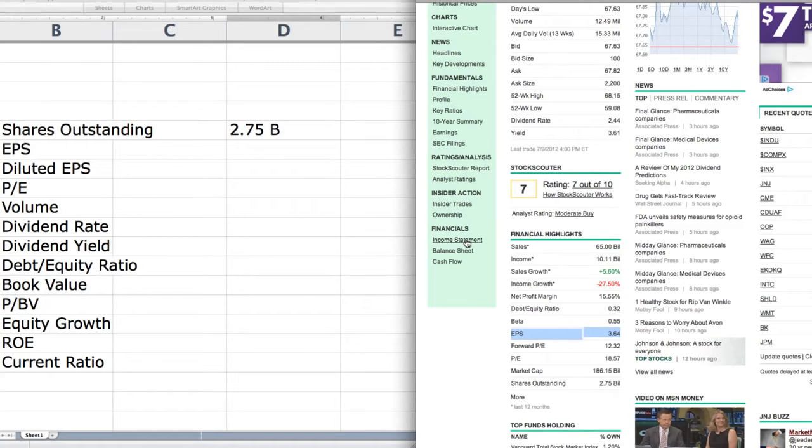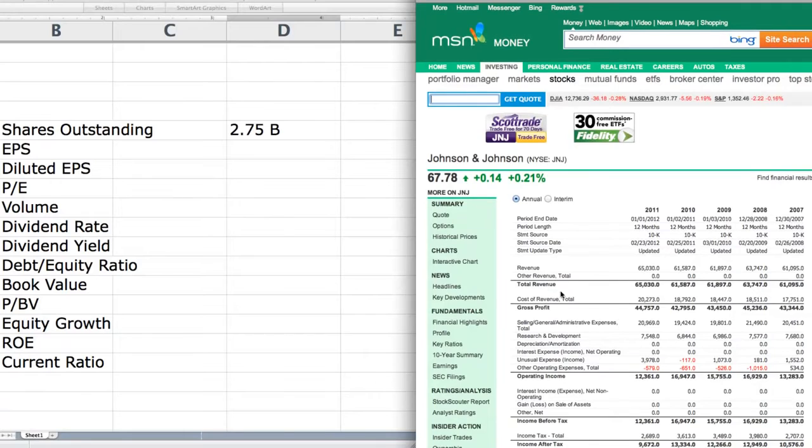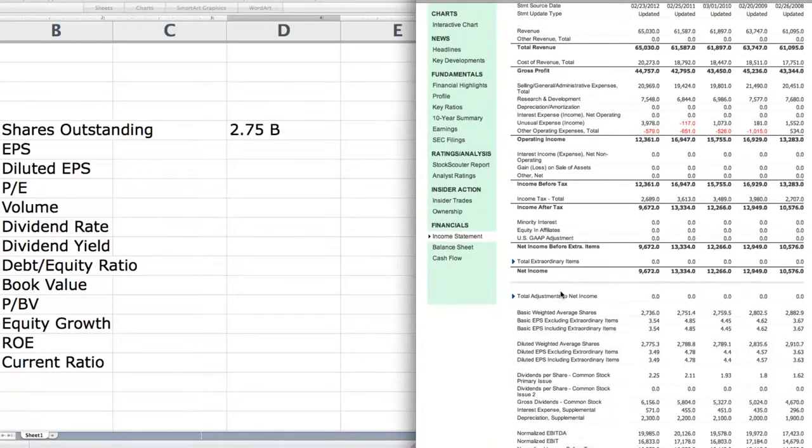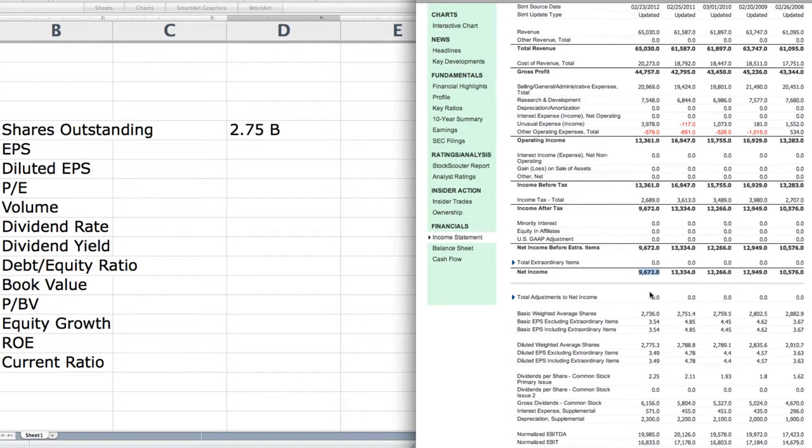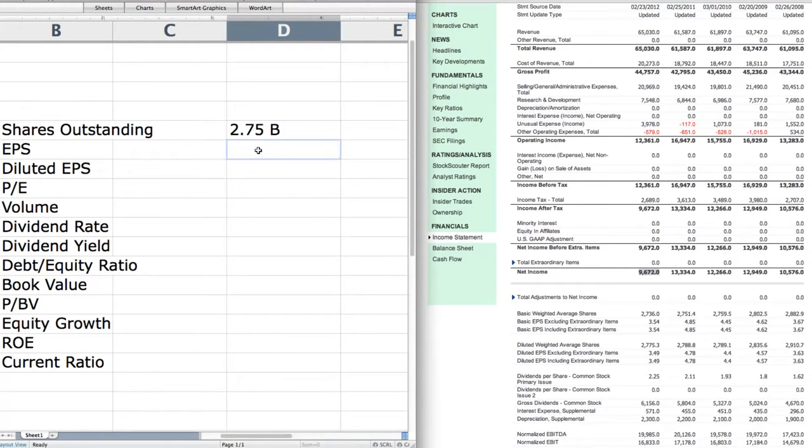If we go to the bottom of the income statement, you can see it says net income, and the net income is $9,672 million. What I'm going to do is take that number, and in Excel, in order to do calculations in a cell, you just type an equal sign. Now it knows that you're going to be doing a math problem.